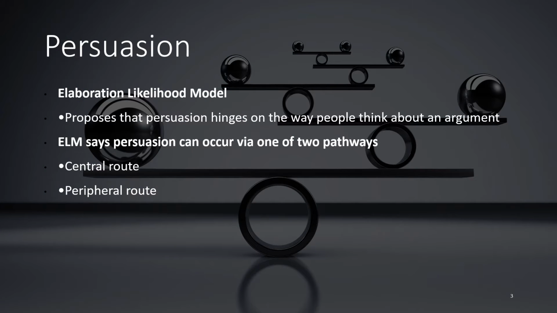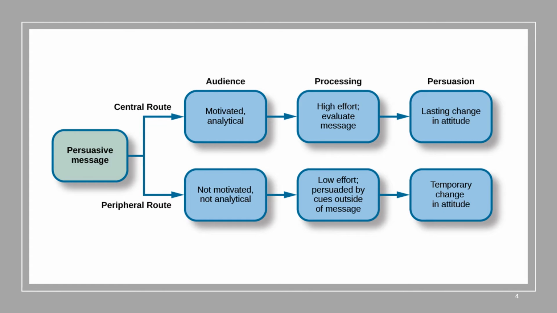The elaboration likelihood model describes how we might be able to persuade people based upon the way that people are predisposed to thinking about the argument that we're presenting. So when you're trying to persuade people, you're going to give them some information, some sort of argument. And this model suggests that this can occur through two different pathways. One is the central route and the other is the peripheral route. So let's look at each.